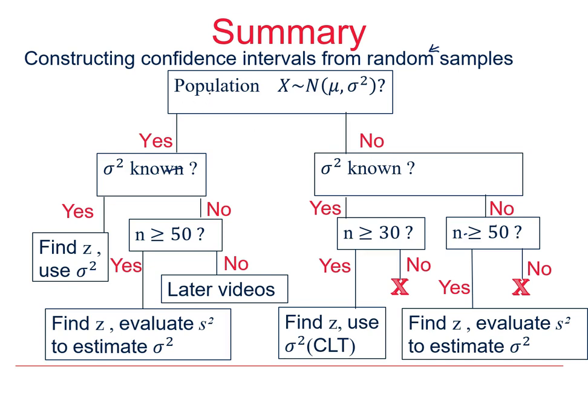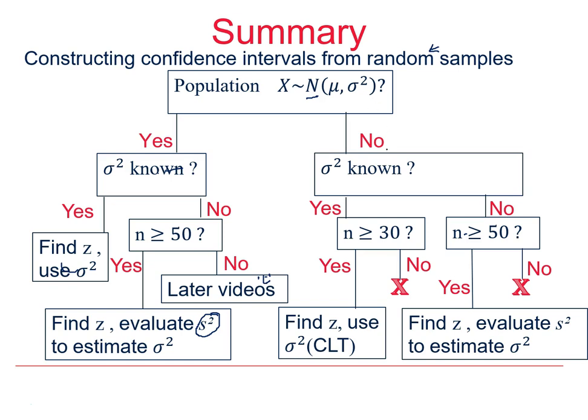So, for example, in the first video, we had a normally distributed population. Yes, we knew, yes, what the population variance was, and we just found Z and used that value to find our confidence interval. If we don't know what the population variance is, now we know if we've got a sample greater than or equal to 50, we just evaluate S squared to use to estimate sigma squared and find Z as before. If we don't have a large sample, then we in fact have to use something called the t-distribution that you'll be looking at in later videos.